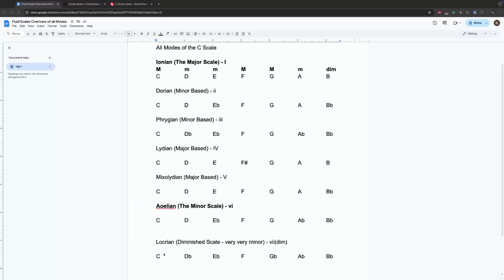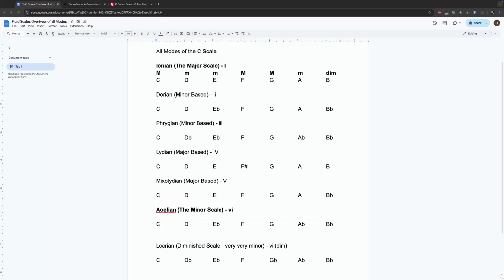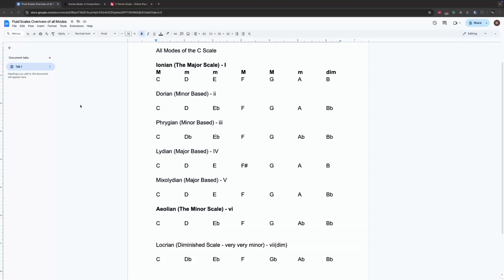And then the Locrian, which is kind of like the black sheep of the family. It's not used much because it doesn't sound all that great, and it's the diminished scale. So that one, I'm not going to even really talk about at all. If you want to look into it more, you can. It's just not used much. So now that I've gone over what the modes are, let's take a look at how we can use them and incorporate them into our writing.